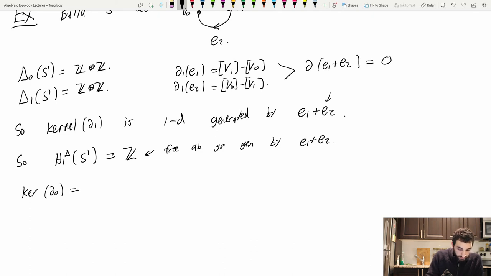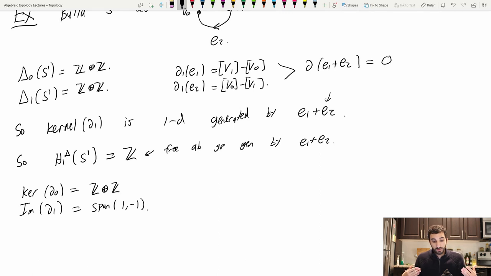Similarly, like I mentioned, the kernel of the zero map is Z plus Z. And the image of boundary 1 is equal to the span of (1, -1), right? The boundary of E1 is not 0. So this is the V0 component, and this is the V1 component. And so if you take Z plus Z and you mod out by (1, -1), what you end up with is exactly Z.